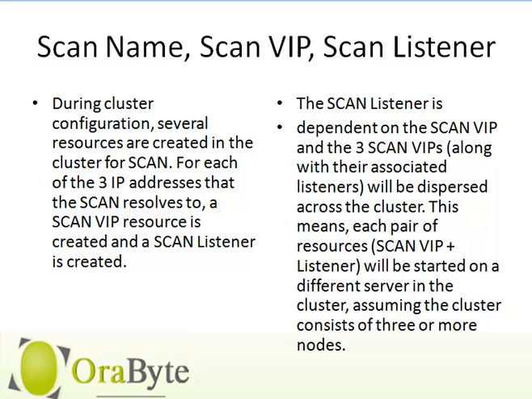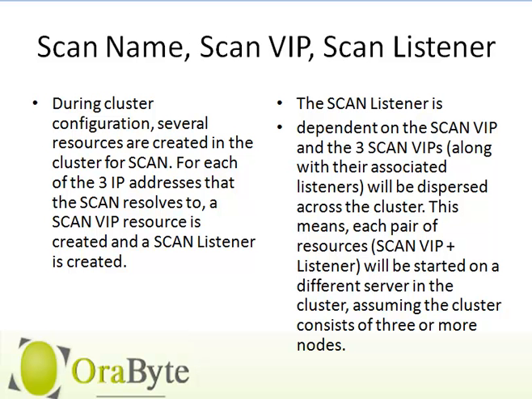So scan name, scan VIP, scan listener. During cluster configuration, several resources are created in the cluster for scan. For each of the 3 IP addresses that the scan resolves to, a scan VIP resource is created and a scan listener is created. Everything is a resource, right? As we talked earlier, there is the CRSD daemon process which manages RAC resources. Everything has to be a resource which has to be maintained by the clusterware.